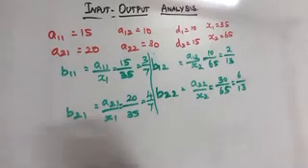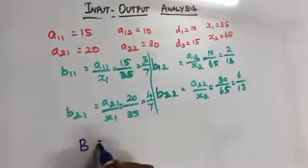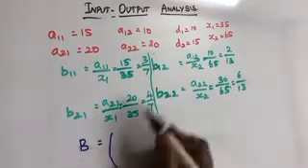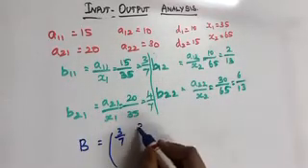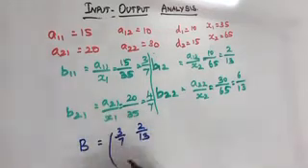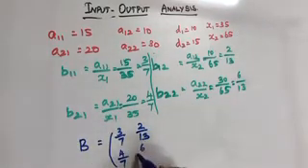So now we have to calculate the technology. We have to frame the technology matrix B. B is equal to B11, that is 3 by 7, B12, 2 by 13, B21, it is 4 by 7, B22, 6 by 13.